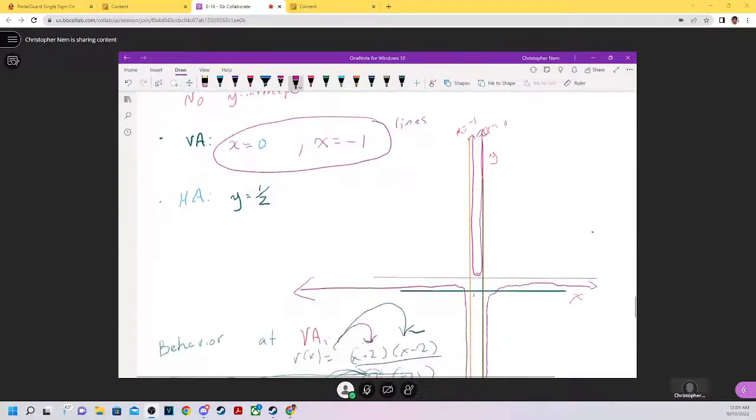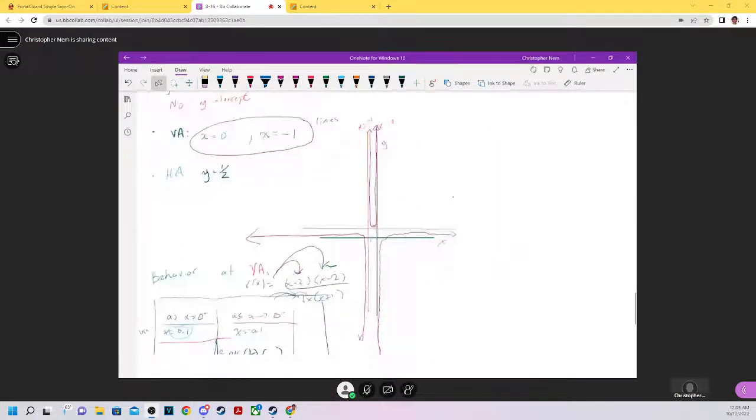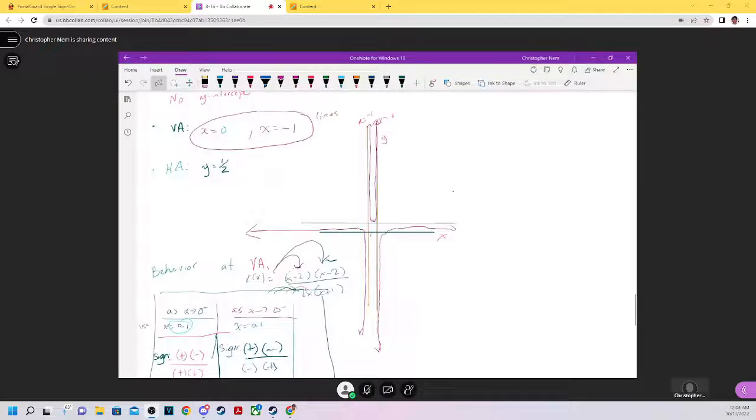This is what our function should kind of look like for the behaviors. Remember, the horizontal asymptotes, those are just the end behaviors. We're just going to look at the end behavior as it approaches that horizontal asymptote. So it checks out this way. Now, this is the idea.